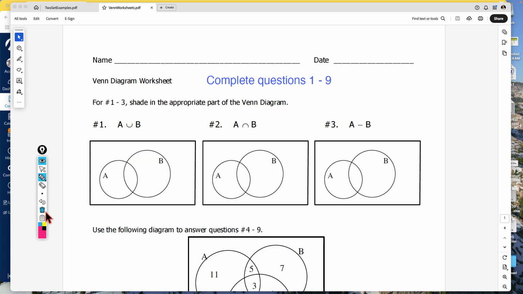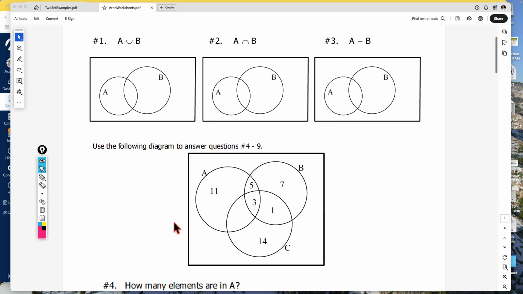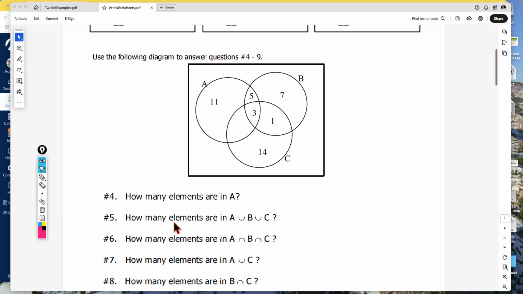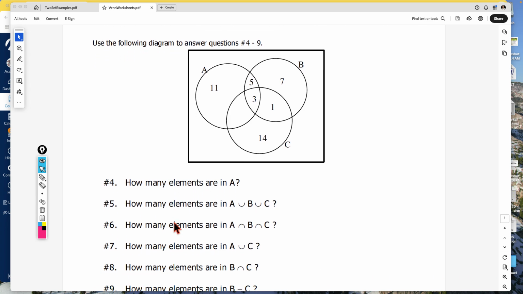Okay, let's get rid of those. Now we're going to talk about cardinality, or how many things are in a set. In this case, the 11 is not an element itself. It's saying that in this region there are 11 elements. Okay, so there's 11 things in there. In this little region, there's 5 things. This little region, there's 3 things, and so forth.